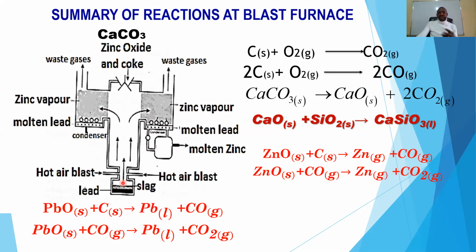So we have zinc oxide reacting with carbon to form zinc plus carbon(II) oxide. We have zinc oxide reacting with carbon(II) oxide to form zinc plus carbon(IV) oxide. We also have the same for lead: lead oxide reacts with carbon to form lead plus carbon(II) oxide. And then we have lead oxide being reduced by carbon(II) oxide to form lead plus carbon(IV) oxide. Very important for you to capture that. So these are the major reactions that occur in the blast furnace.